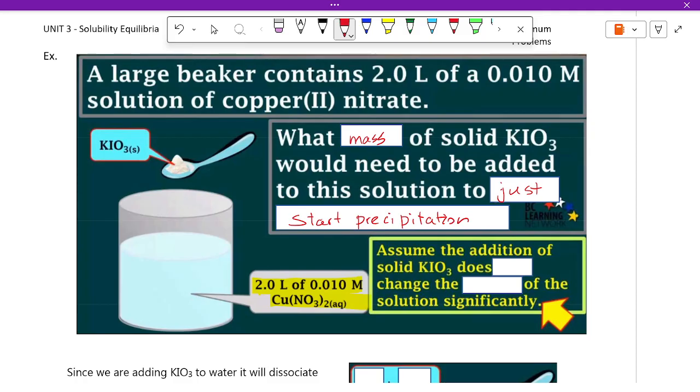Let's assume that the addition of the solid KIO3 does not significantly change the volume. We're not adding a solution, there's no dilution, there's no big change in volume, so you can just say we started with 2 liters, we finished with still 2 liters, okay?